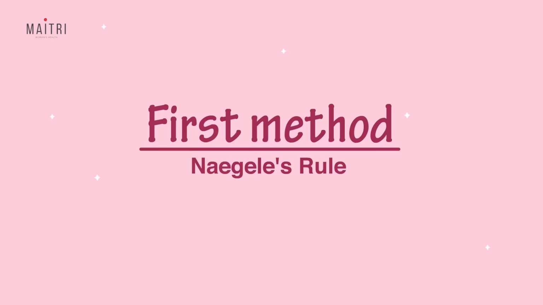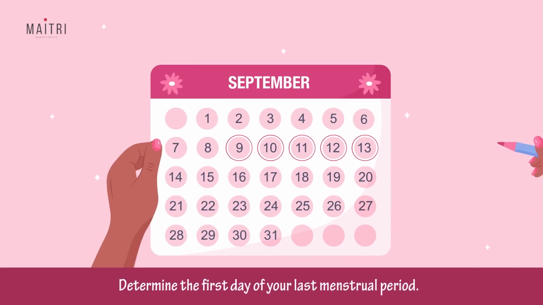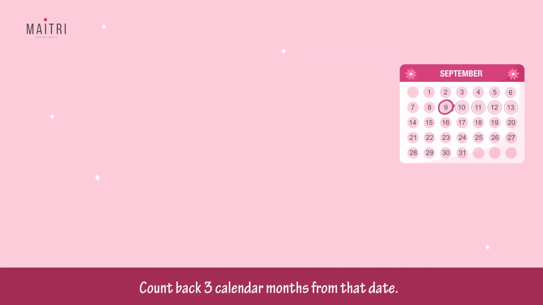So the due date is nothing but when you complete 40 weeks. It may not actually match with the exact date of delivery also. So there are 2 methods to calculate the due date. The first method: for this, you first determine or remember the first day of your last menstrual period.